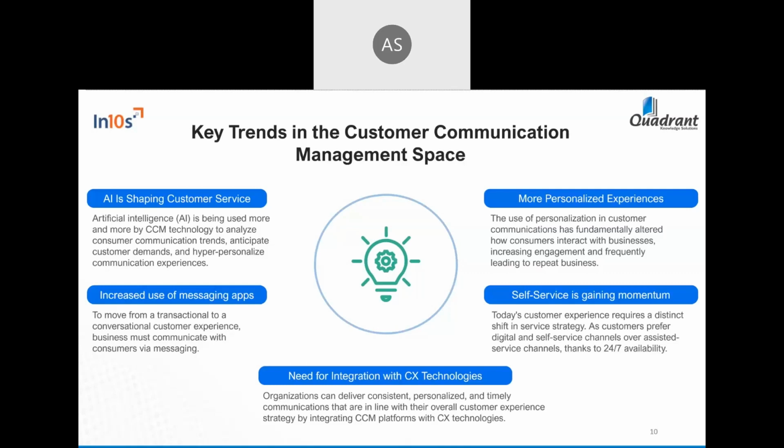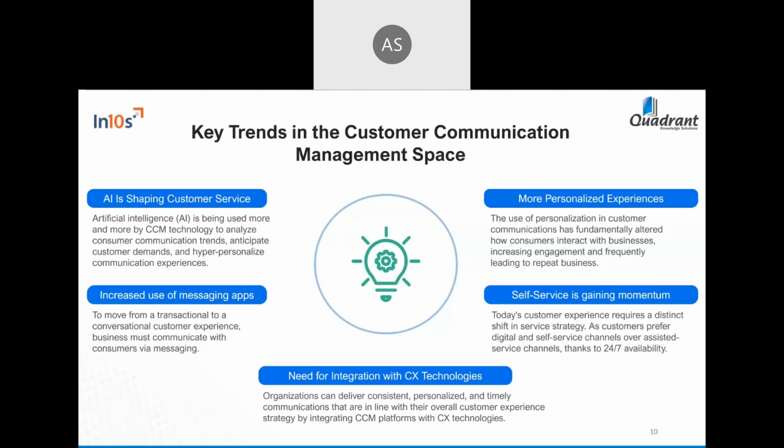I can get offers on my WhatsApp. So, messaging apps such as WhatsApp, Facebook Messenger, WeChat, and others have gained tremendous popularity among customers worldwide. And they offer a convenient and immediate channel for communication, enabling businesses to engage with customers in real time.